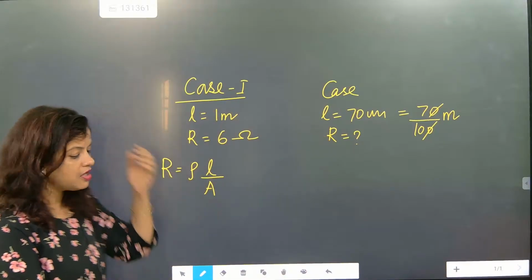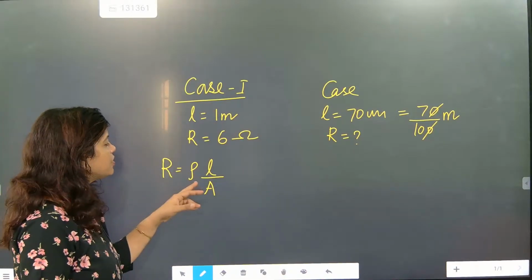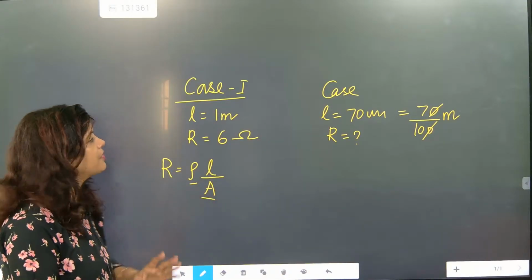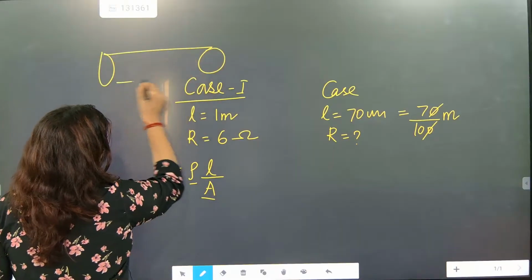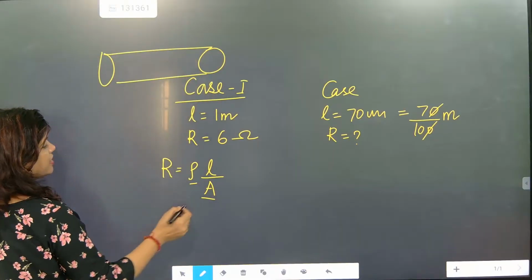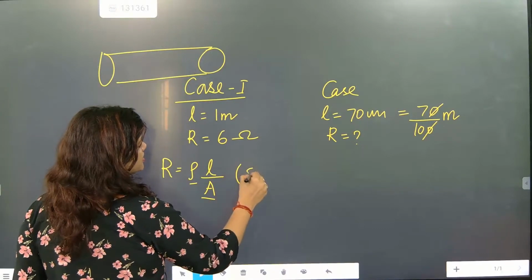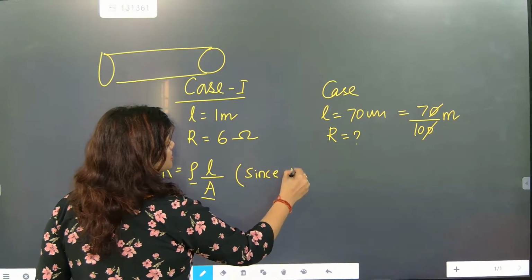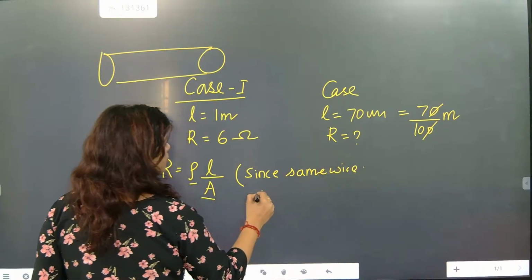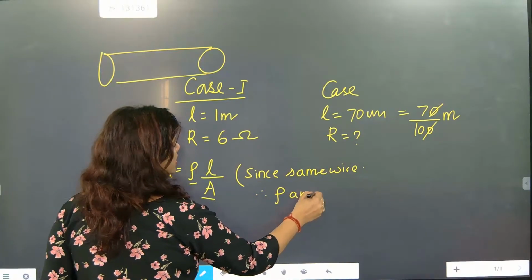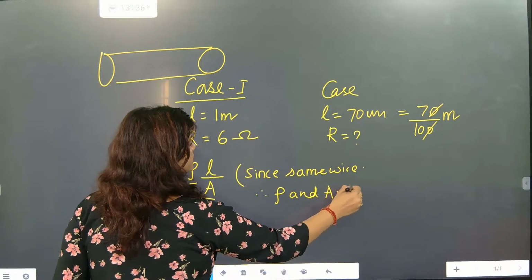That is one part. But it is not going to end here, because rho and A remain the same, because it is the same wire. Since it is the same wire, therefore rho and A remain the same.